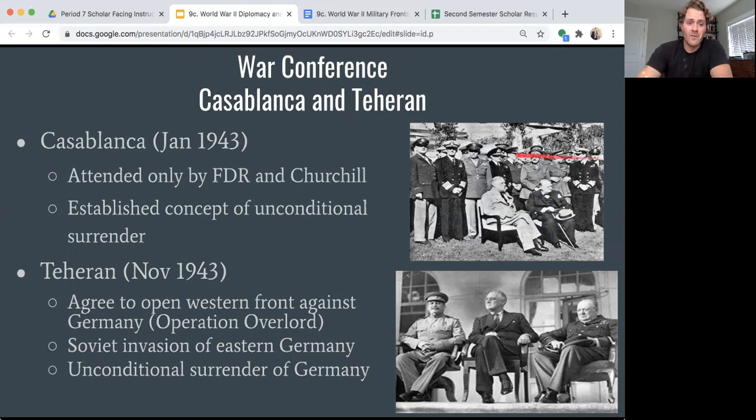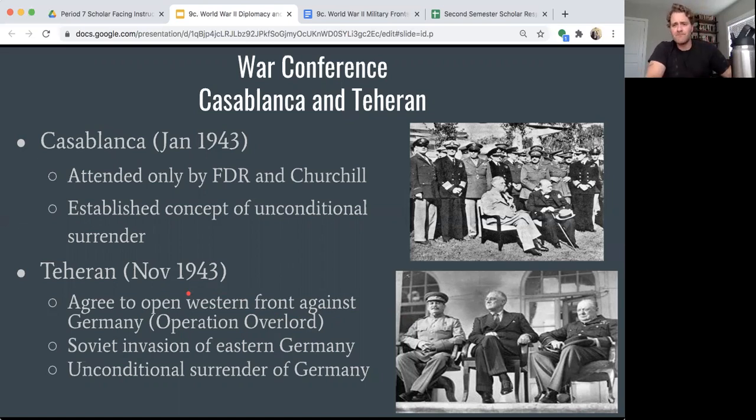On the second conference at Tehran in November of 1943, that's when all three of the leaders come together, Stalin of the Soviet Union, FDR, and Churchill. And it is here where Stalin is begging the Allied powers, like, you need to invade Europe. You need to open a Western front because we're getting slaughtered on the East in the Soviet Union. You got to take some of the pressure off of us by invading Germany from somewhere else. And that's where FDR and Churchill will agree to open a Western front against Germany. I'll show you some maps here in just a second.